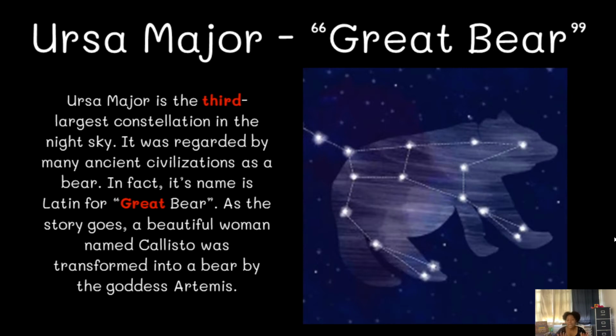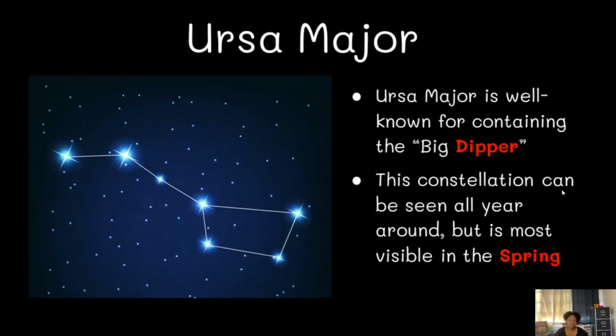So, myths, we don't know that they're necessarily true, but again, they are really cool and interesting to read. And maybe there is some truth to them. We don't know. Ursa Major is well known for containing the Big Dipper, which I'm sure a lot of you have heard about. And this constellation can be seen all year round, but it's most easily seen in the spring. So usually around March or April is where you can most easily see Ursa Major.